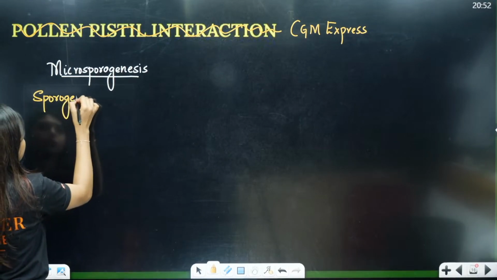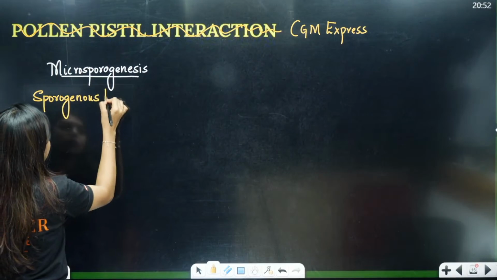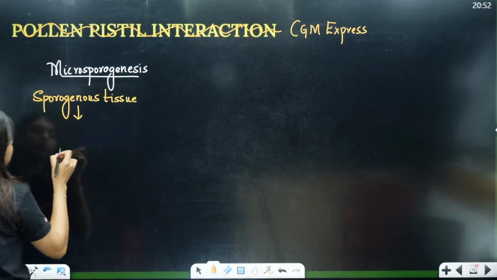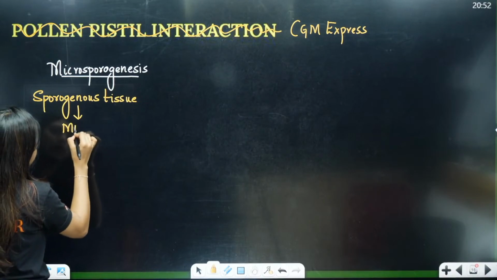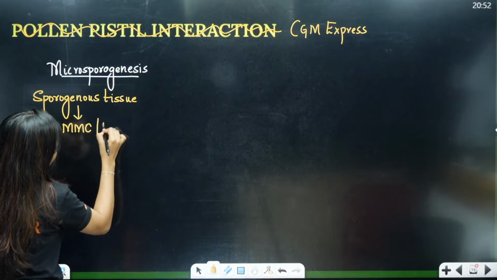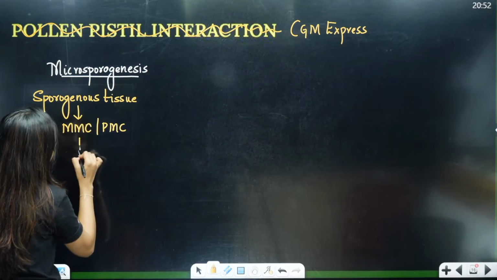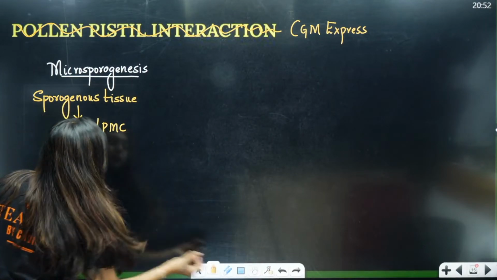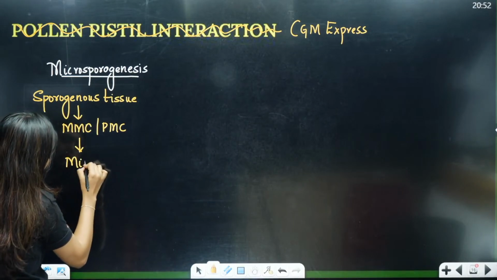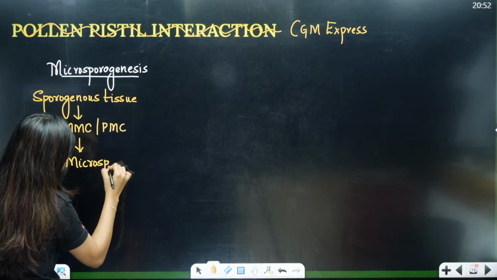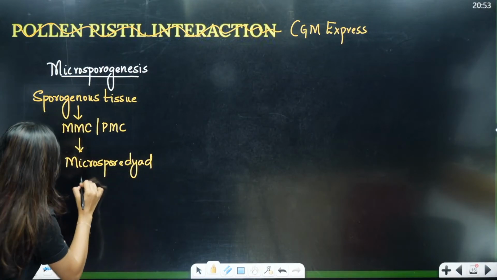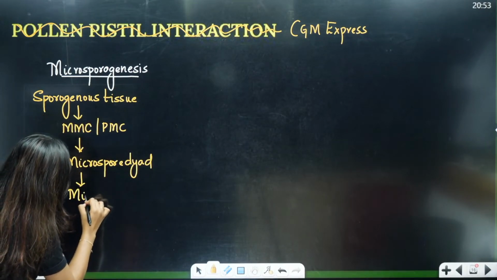Sporogenous tissue. Notes I will send as soon as the class gets over, okay? Sporogenous tissue, MMC or your PMC, okay? That will undergo meiosis to form your microspore. Students, directly you can write microspore tetrad. I am writing here diad, so all of you remember that two meiosis is happening, okay?